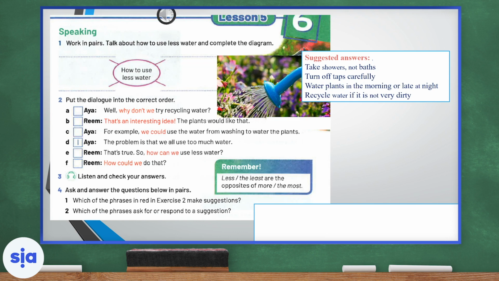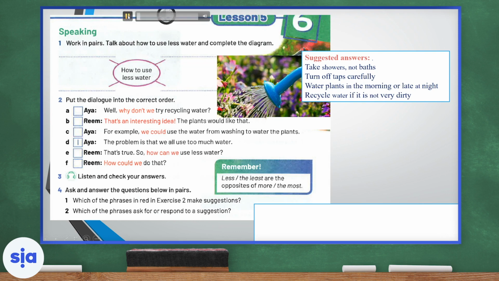Now, try to number the dialogue from your own perspective, and then we will listen to the audio. Try to number the dialogue using your own ideas. Let's listen to the audio to check your answers.